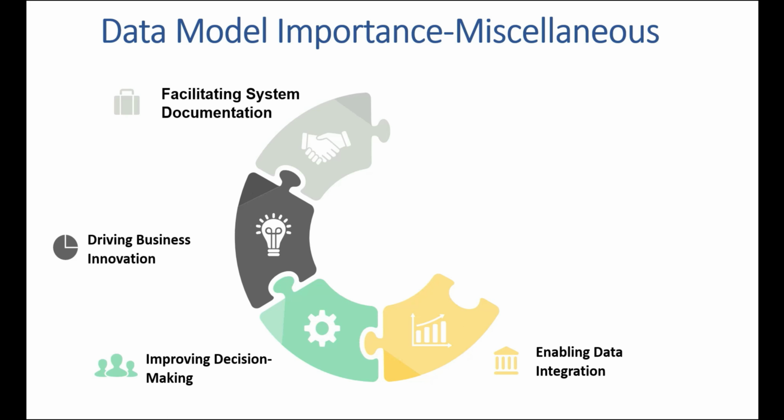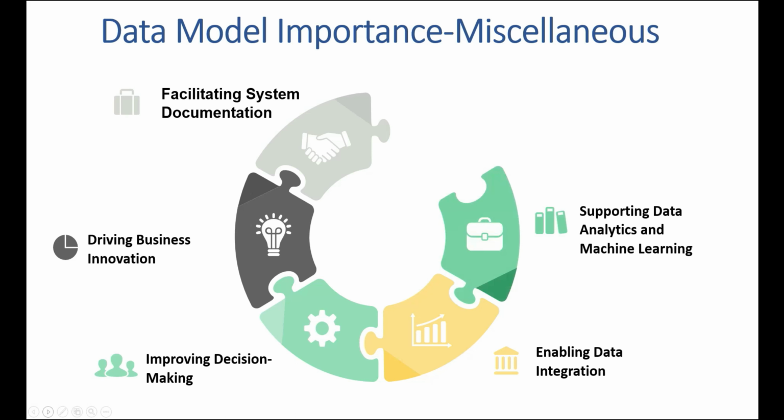And again, let's take an example: a retail organization integrates the data from its online store, brick and mortar locations, and inventory management systems using a standardized data model. This allows the company to analyze sales trends, manage inventory levels, and provide a seamless shopping experience across different channels and sources. And supporting data analytics and machine learning.